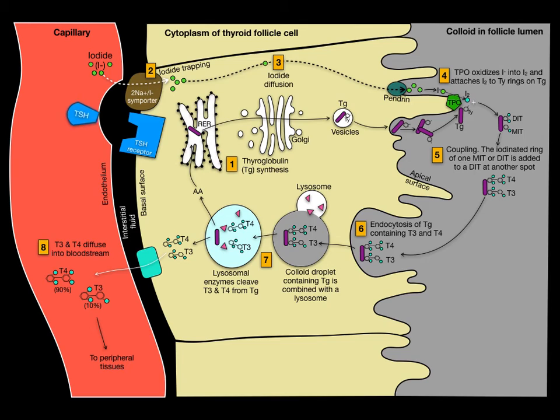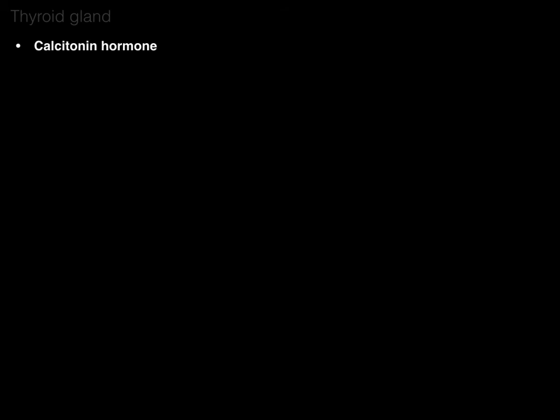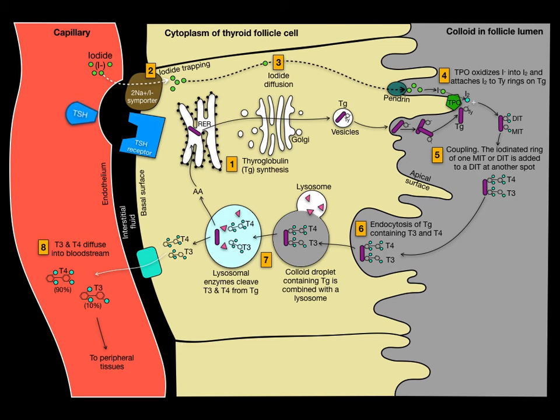Now watch what happens when TSH diffuses and binds. It's then going to affect all of these things. It's going to do the following. It's going to help increase the sodium iodide symporter. It's going to help increase the activity of TPO. It's going to increase the rate of the coupling reaction, increase endocytosis of colloid, increase the cleavage of T4, T3, and increase the release into the blood.